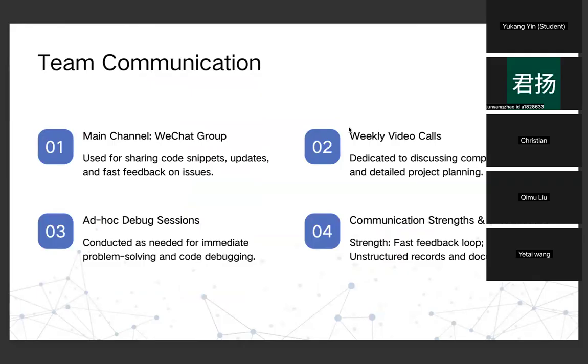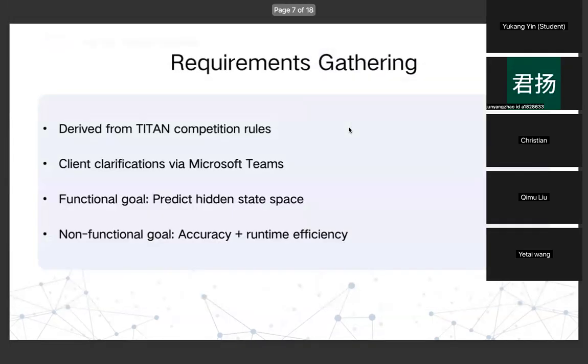We relied mainly on WeChat for coordination and updates, plus weekly calls for complex topics. This gave us faster feedback and accessibility, but made it difficult to track older decisions. Next time, we'd complement WeChat with task tracking tools like Trello for better visibility.